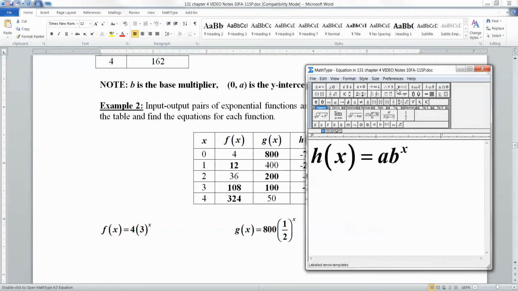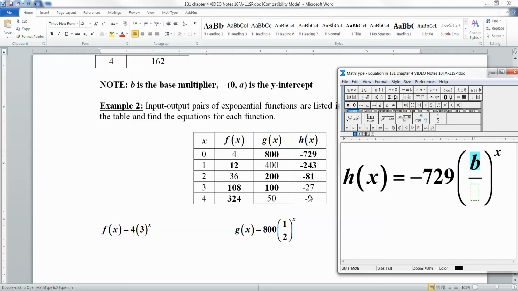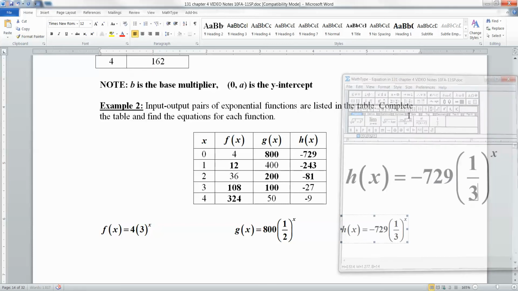All right, now again, that's where I got this from. When I look here, I think, okay, my a value is negative 729 because that's what happens when x is 0, period. Now the hard part is you're getting smaller, so you think, okay, that means I'm dividing. Division is the same thing as multiplying by a fraction. So what you're multiplying by is a third. A third is the same thing as division by 3 because 3 is in the denominator. So there you go.